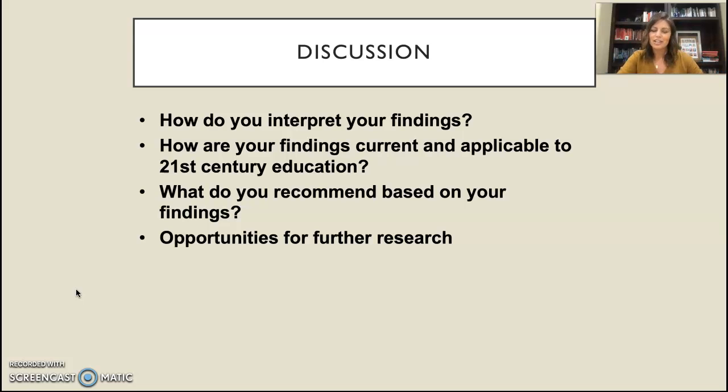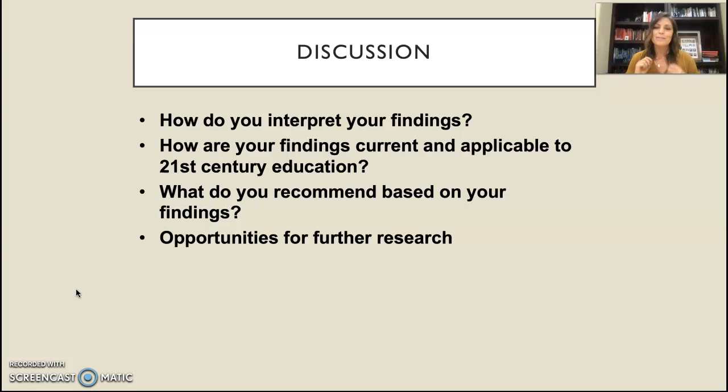Also in your discussion, how did you interpret your findings? How are your findings current and applicable to 21st century education? This is actually a piece of the rubric that's very important to your panel. What do you recommend based on your findings? Again, don't gloss over that. I've pushed you all in that portion of your paper. Make sure you spend some time there.